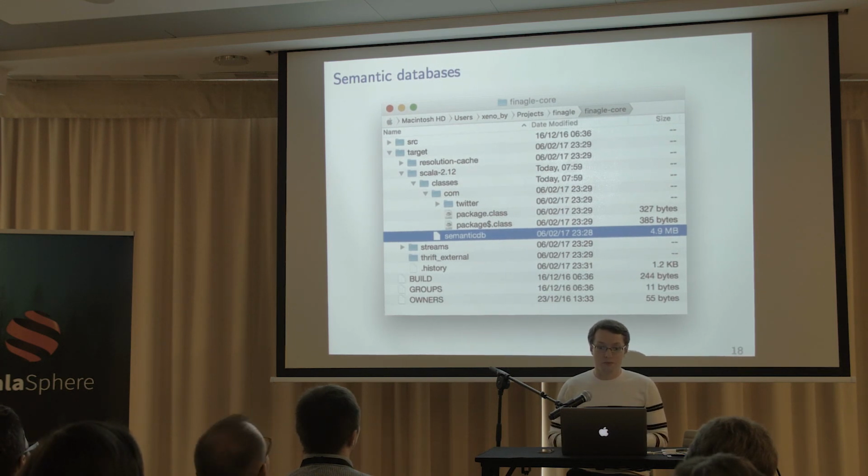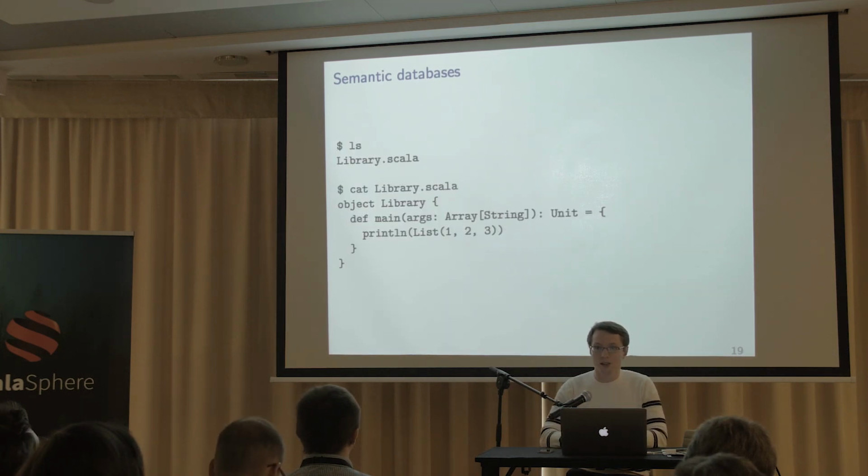Why would you want to do that? Well, let's see a very quick example. Let's start with a simple file called library.scala. Well, you can see our favorite println of List of 1 to 3 wrapped in the main method.